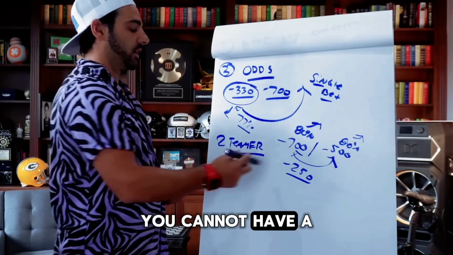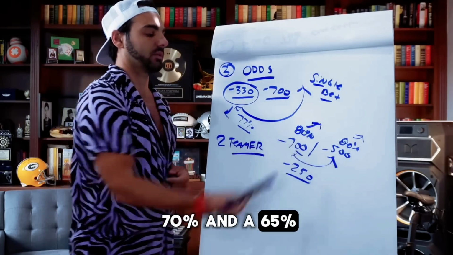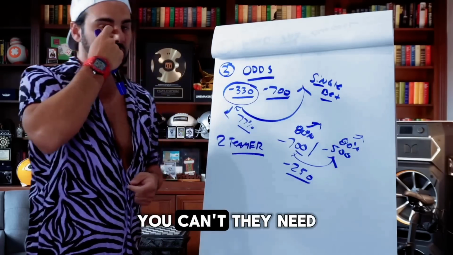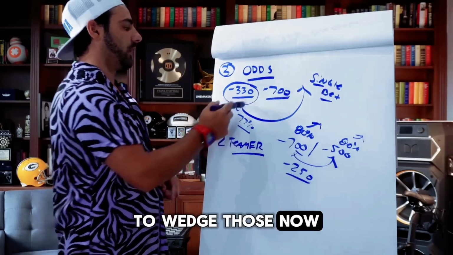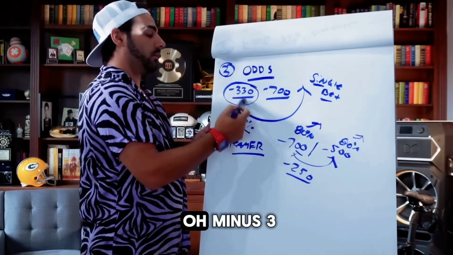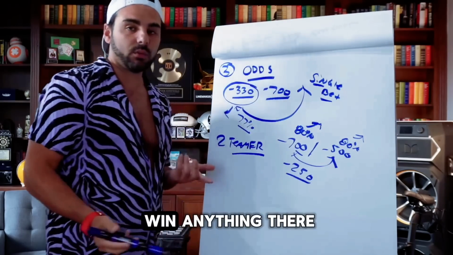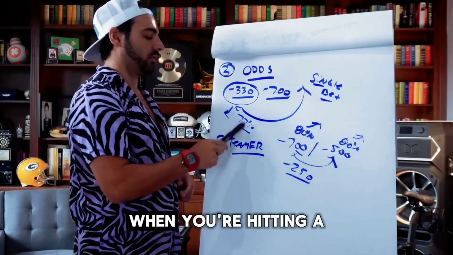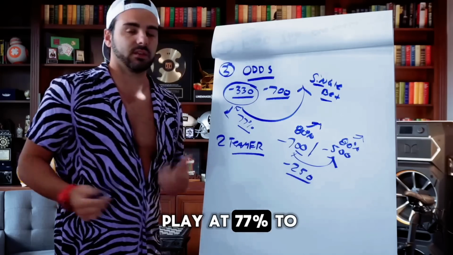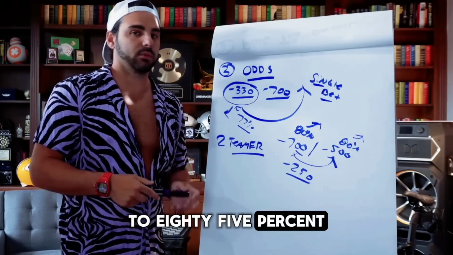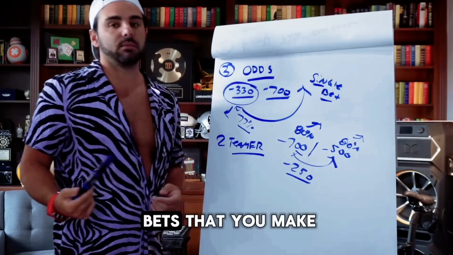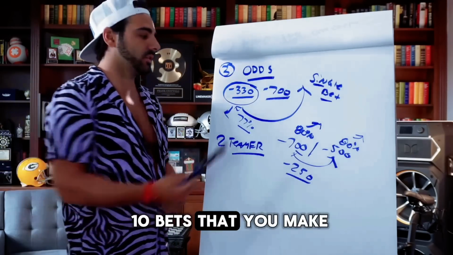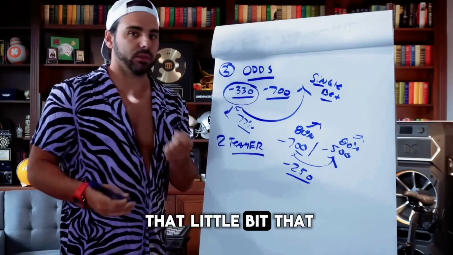If you're going to do that, they need to be 80% or higher for sure. You cannot have a 70% and a 65% put together to do a 2-teamer. You can't. They need to be high probabilities for you to be able to do the 2-teamer there to wedge those. Now, some people might say, oh, minus 330 on a single bet, you don't really win anything there. But you have to think of it this way. When you're hitting a play at 77% to 80% to 85% of the time, you're going to stack. You're going to win 8 out of every 10 bets that you make, 9 out of every 10 bets that you make, and you're going to stack that little bit that you make.